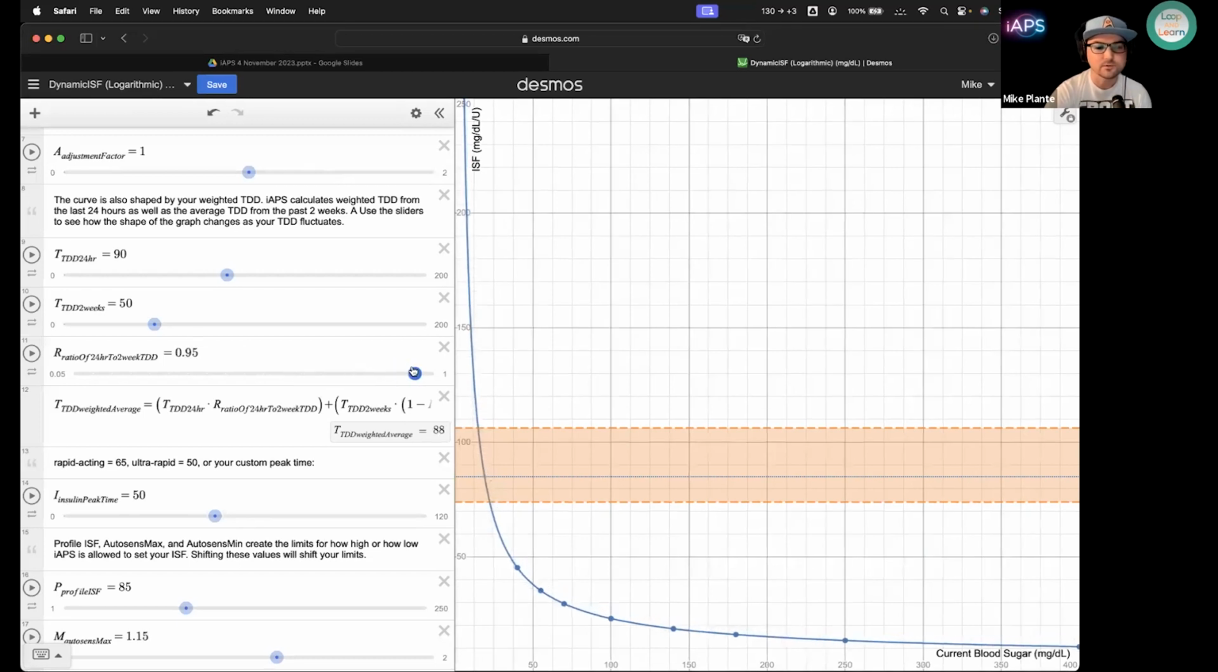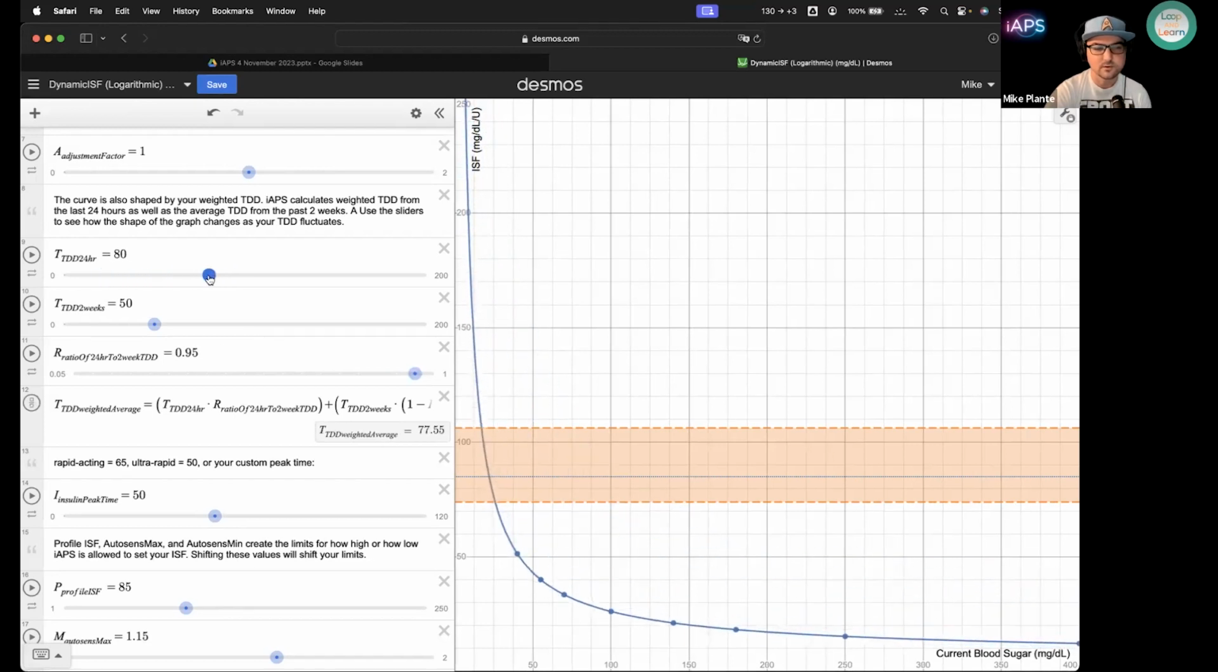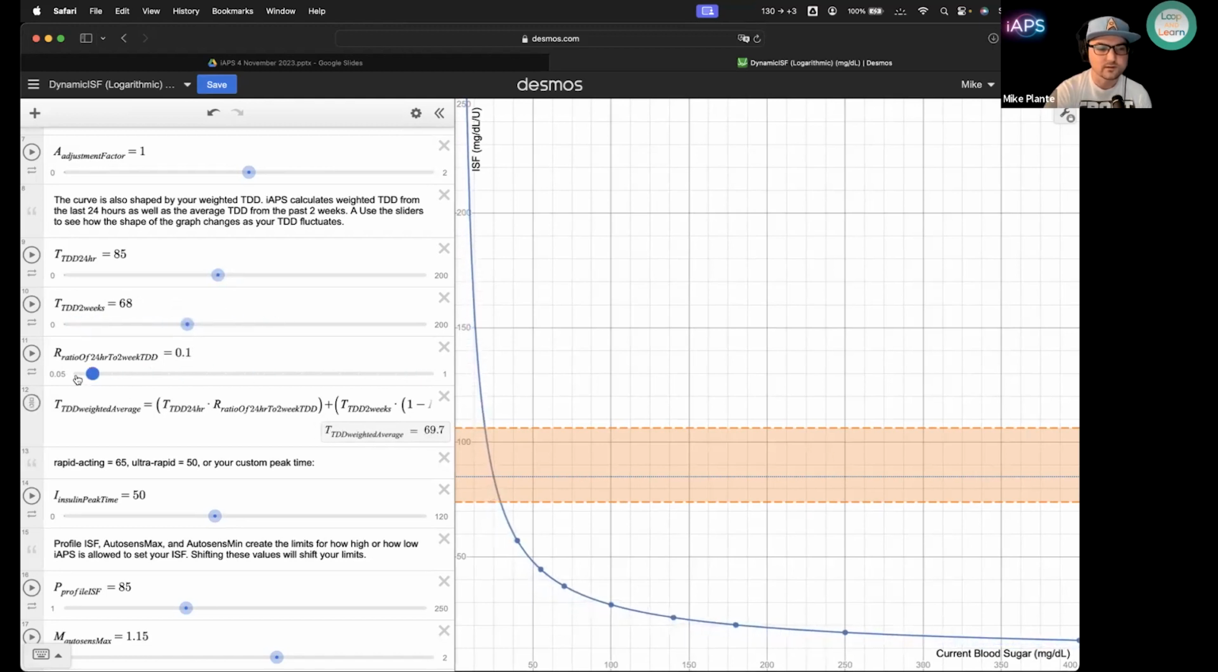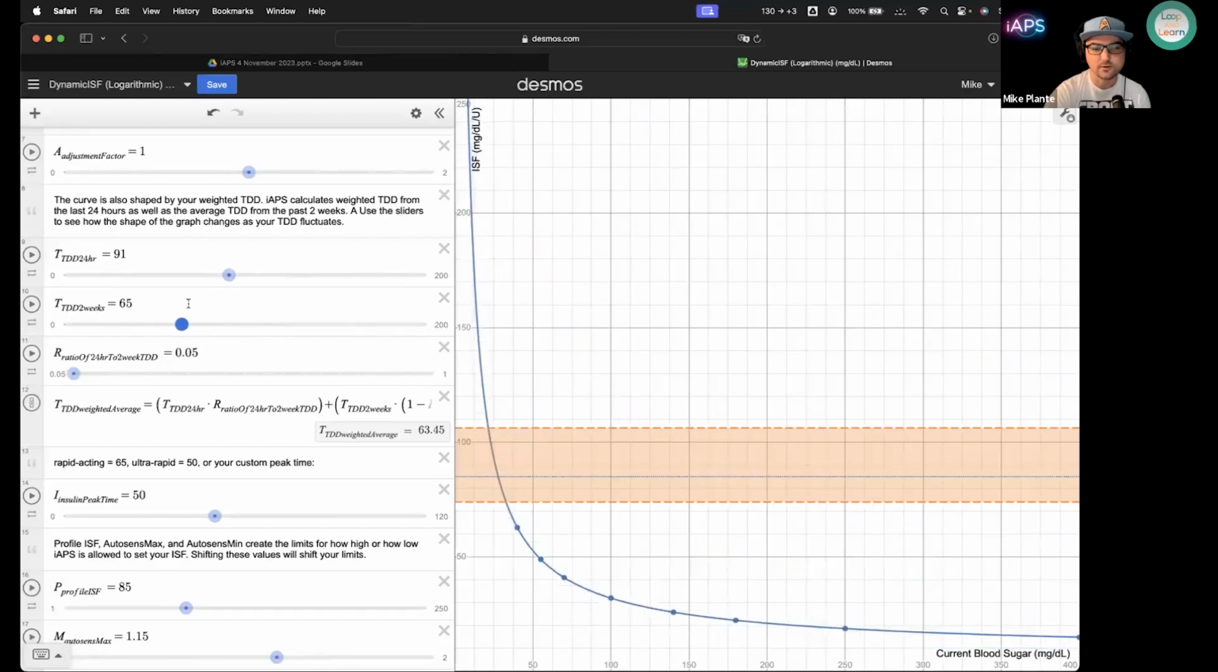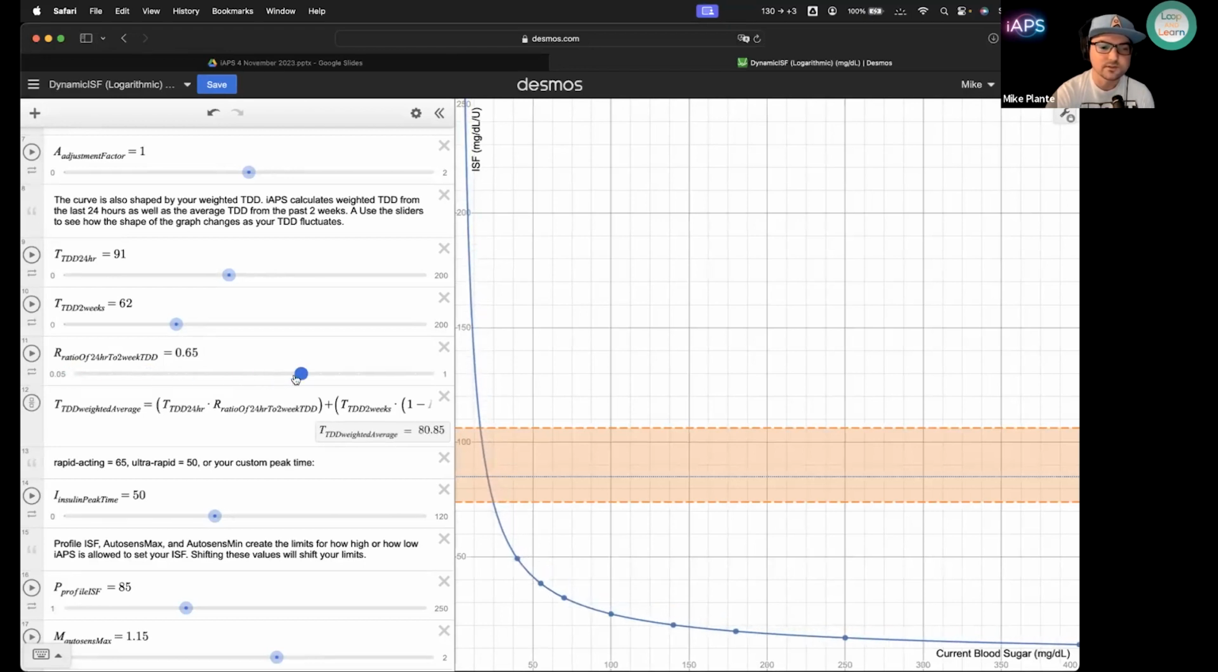But if you put it up to like 0.95, it's going to use pretty much only your last 24 hours, and it's not going to use your last 2 weeks much at all. If you had it all the way down to like 0.05, your last 24 hours isn't going to affect it much, but your 2 weeks is going to affect it a lot more. I don't think you can set it to zero, and I don't think you can set it to one. But like I said, most people just keep it at the default 0.65.